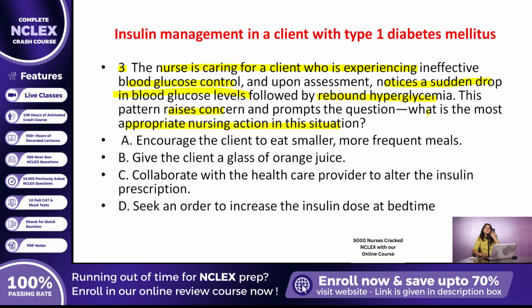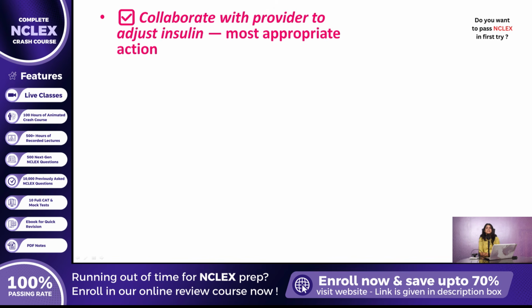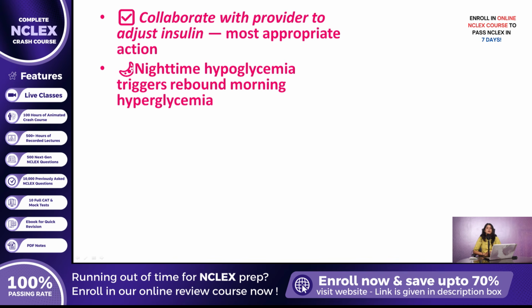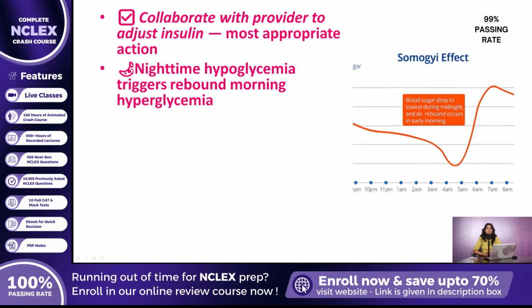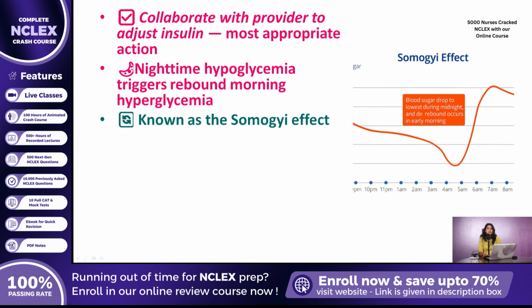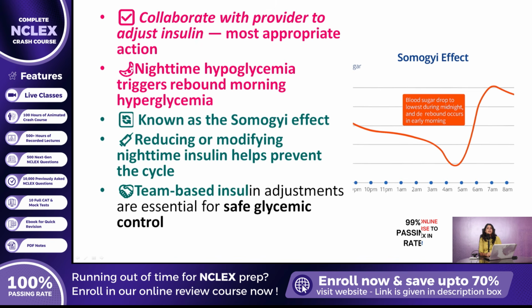That brings us to the correct choice. Option C. Collaborate with the healthcare provider to alter the insulin prescription. This is the most appropriate action because the client is likely experiencing the Somogyi effect, a phenomenon where an episode of undetected hypoglycemia, typically occurring at night, triggers a counter-regulatory hormone response that leads to rebound hyperglycemia in the morning. The correct nursing intervention is to consult with the provider to reduce or modify the nighttime insulin dose to prevent this cycle. In summary, recognizing patterns like the Somogyi effect and intervening by adjusting insulin regimens with the healthcare team is key to optimizing diabetes management and ensuring safe glycemic control.